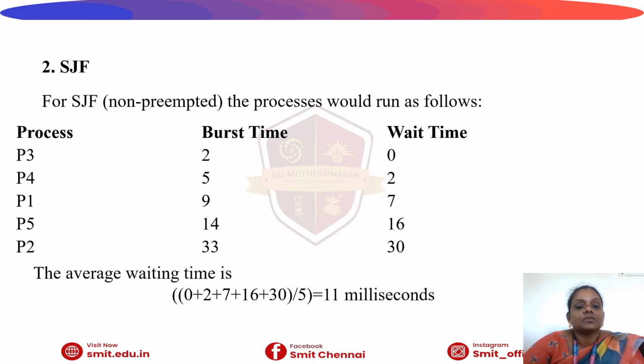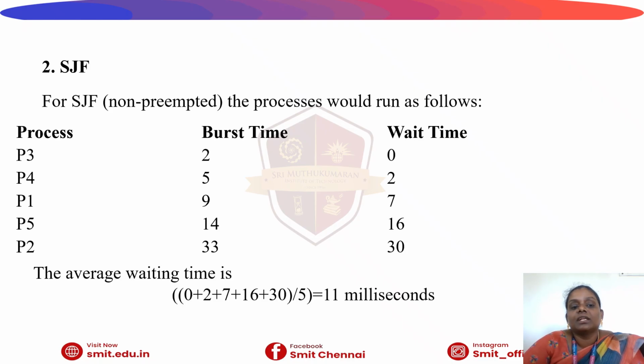And then shortest job first. In shortest job first, the process with the smallest burst time executes first. The smallest burst time is P3, which has burst time 2, and then P4 is 5, P1 is 9, P5 is 14, P2 is 33. So based on the smallest burst time, it will give priority.